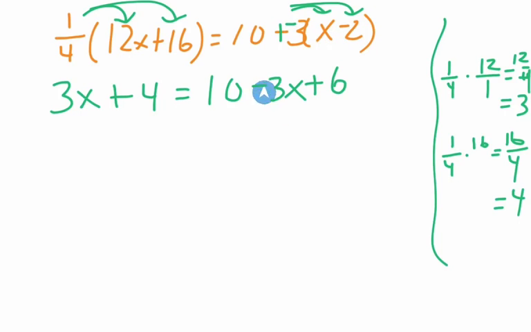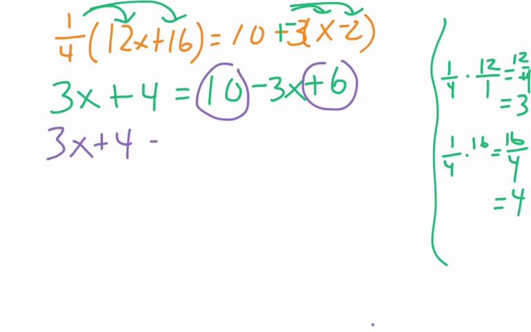Negative 3 times x is negative 3x. Negative 3 times negative 2 is positive 6. Now we have a little bit of simplification. On the right side, I have 10 plus 6. So I'm going to bring down that left side. 10 plus 6 is 16.